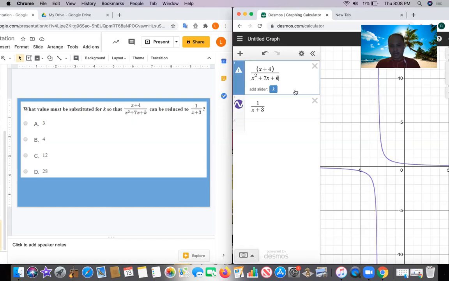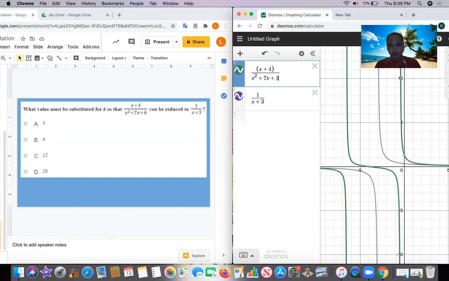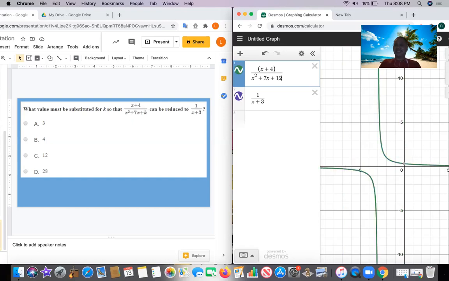So here, for the answer, let us say if we choose A, 3, it's different. If we choose B, 4, it's still different. Maybe this one, the third attempt. That is the answer. That is the answer.